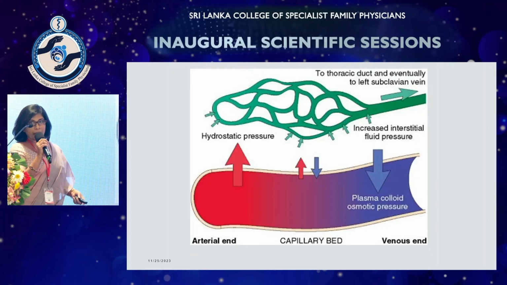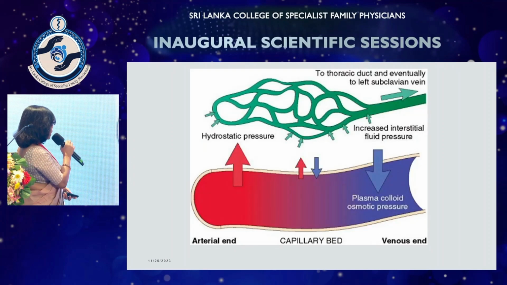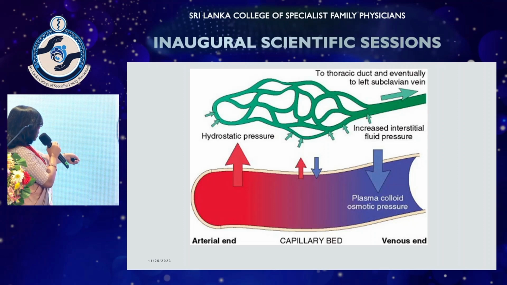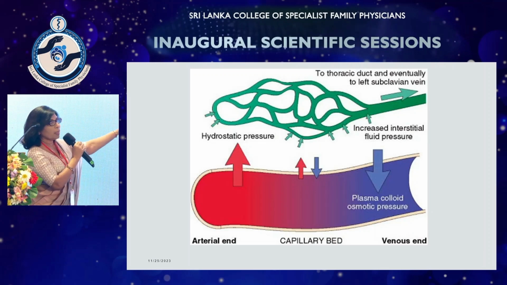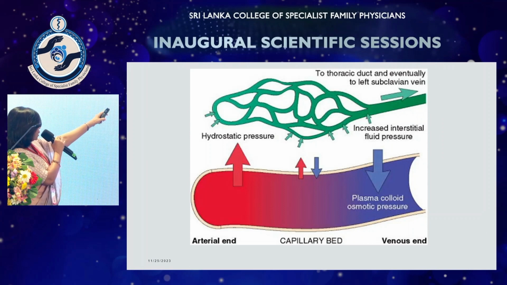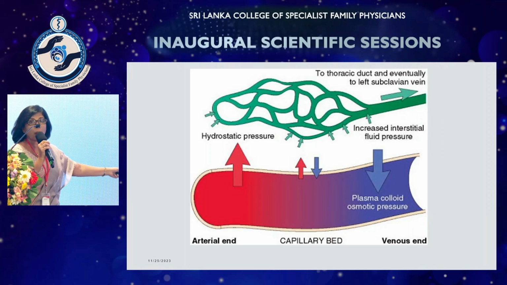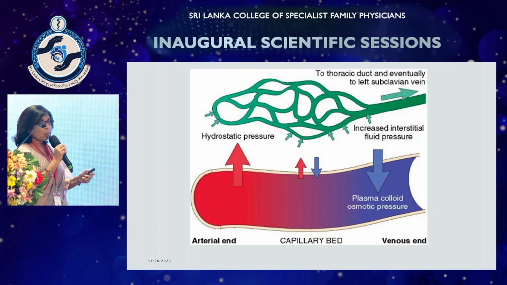This is the diagrammatic way I have got from the internet. The arterial end and the venular end, the fluid in the interstitium, that is the thoracic duct. And if there's any problem in any place, the interstitial fluid goes up. And even in the thoracic duct, if there is any sort of block, it can cause accumulation of fluid in the interstitium, what we call edema.